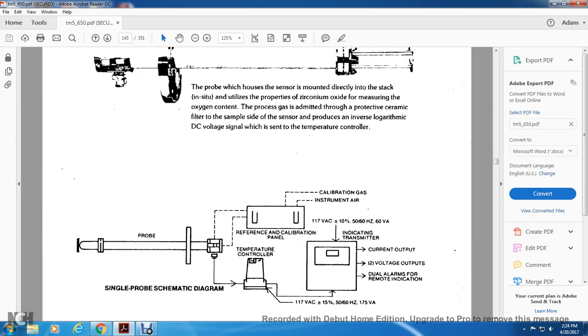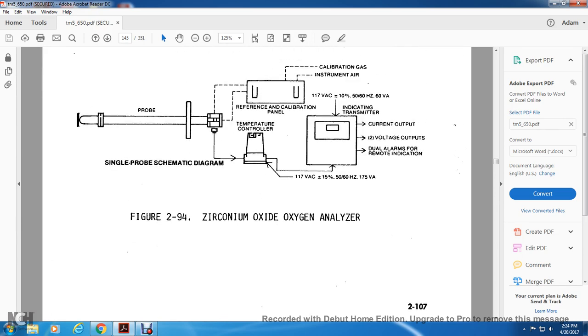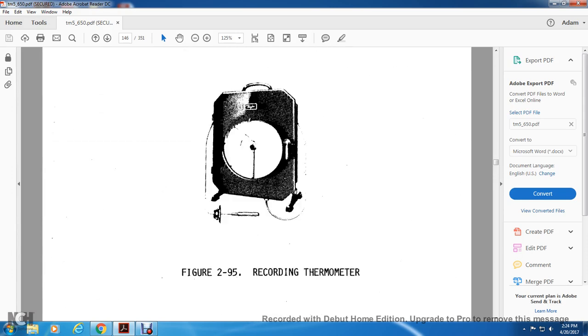Here you have a probe, a single probe schematic drawing, going into the temperature control, 100 VAC at 15%, 50 to 60 Hertz, 170 VA, with a current output, two voltage outputs, and a dual alarm remote system indicating transmitter. From the probe, you go to the reference calibration panel with calibration gas and instrument air. Zirconium oxide oxygen analyzer.